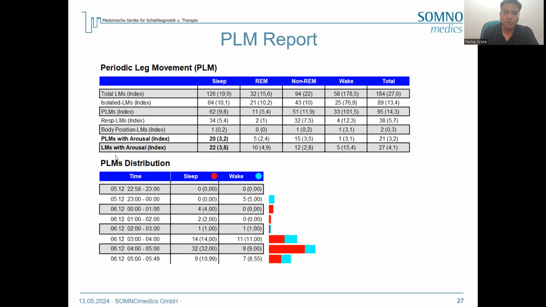But it also gives you the PLM distribution. It also tells you at what particular time the periodic limb movements were happening. In this particular case, it's happening mostly during the early morning hours. So if we know at what particular time the limb movements are happening, as clinicians you can accordingly give the medications according to the patient.